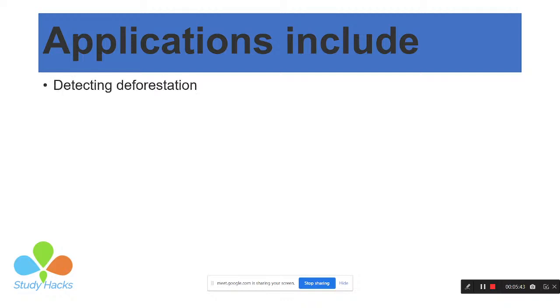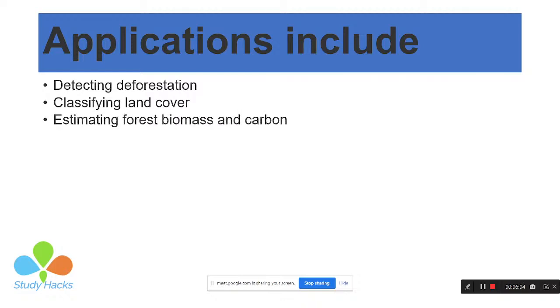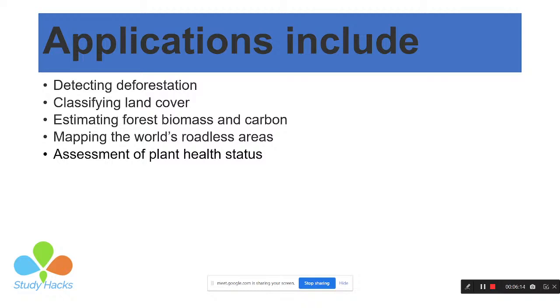So mainly we can use this Google Earth Engine platform for detecting deforestation. You can also do classification of land use and land cover easily using this platform for a big region. You can also do estimation of forest biomass and carbon. You can also do mapping of the world's roadless areas. You can also do assessment of plant health status using this platform.